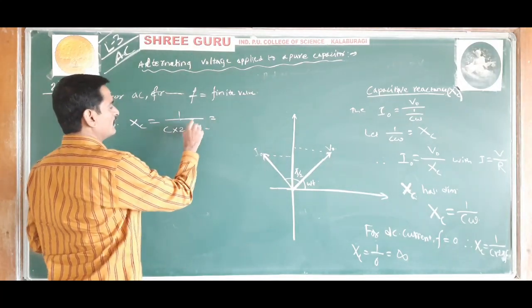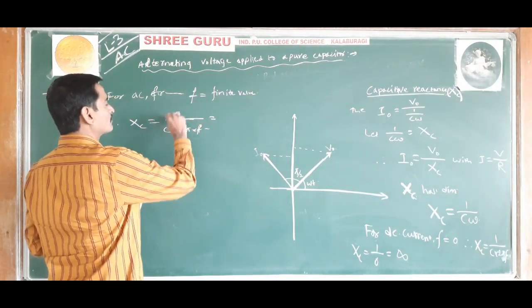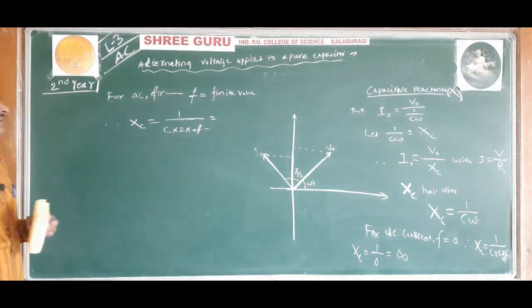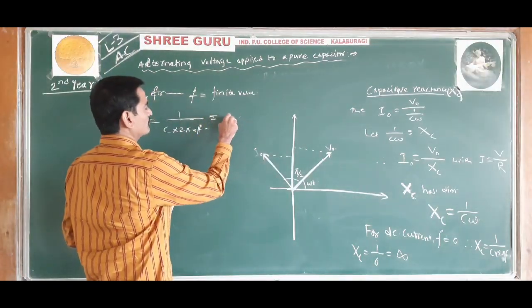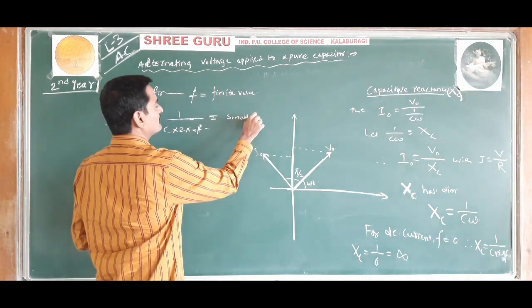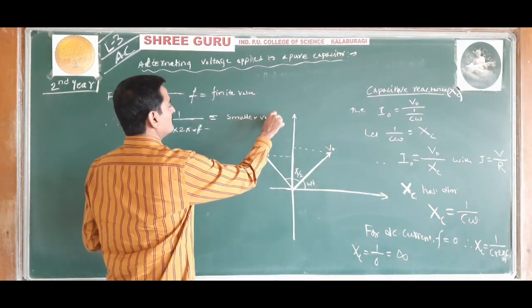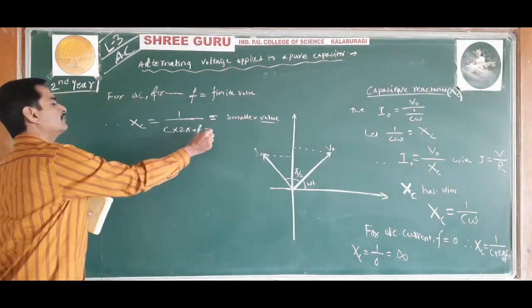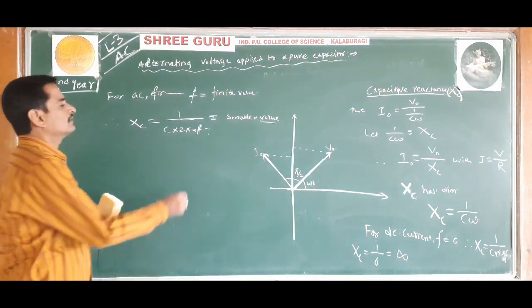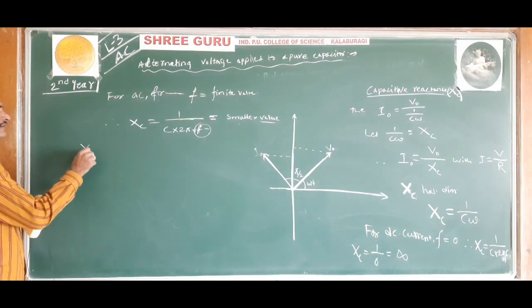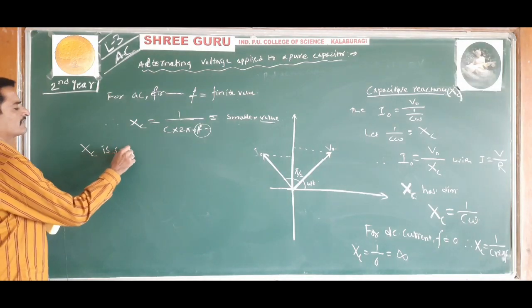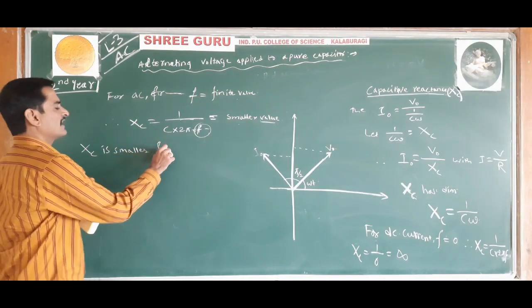So there is some value, and it is in the denominator. Whatever the value comes, it is in the denominator, so therefore XC will be a smaller value. That is, XC is smaller for AC.